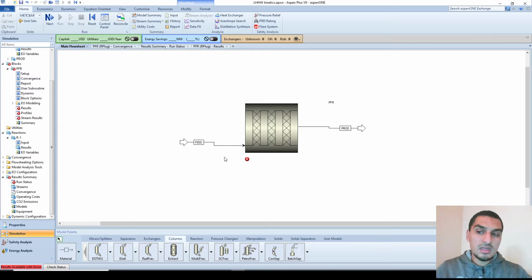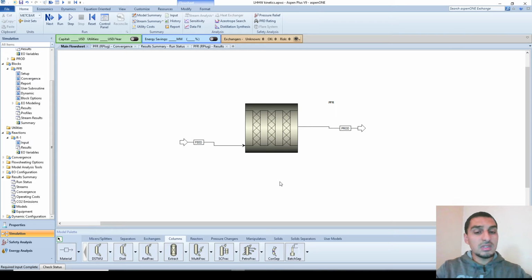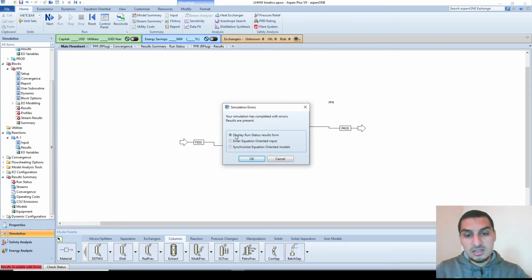So one thing that we can do is to reset the simulation. And by resetting the simulation, I mean that I do not want the next execution of the selected item to start with the previous results. So I'm not gonna use the previous outputs as the initial values for the current run. So it deletes everything from the outputs, and it's like a new start for the simulation. It helps a lot in many cases, and in such cases, when I run the simulation, I could find this as the solution, but in my case, it's not the solution.